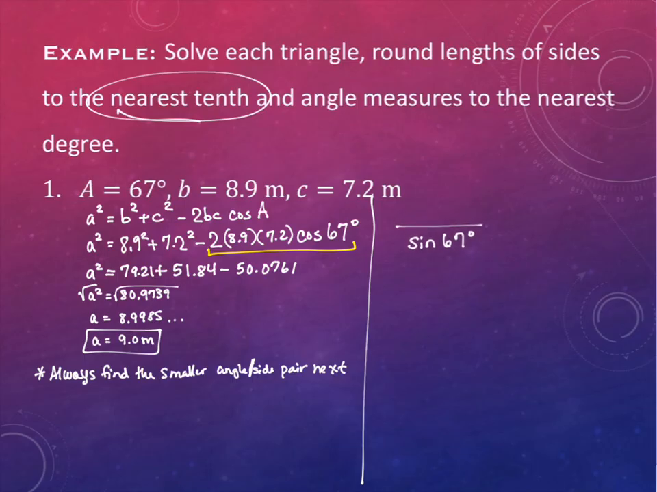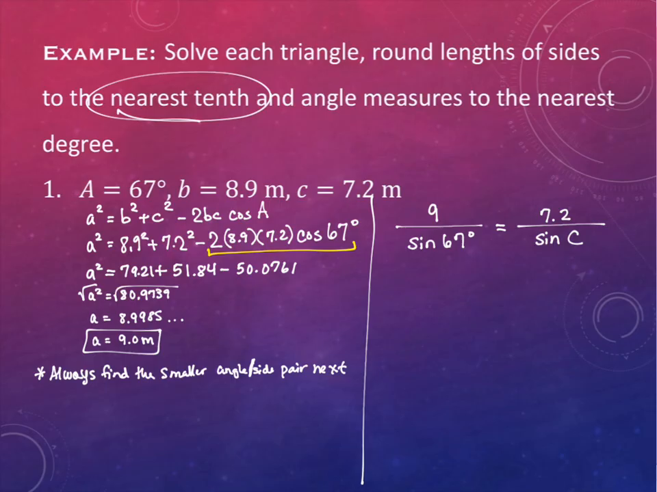Okay. So we have our sine of 67 on the bottom. That's angle A. And I need to put on top of it side A. Side A is what I just found. It's 9. And the one I'm going to find is angle C, and I'm going to put side C on top. And side C was 7.2. Very good.